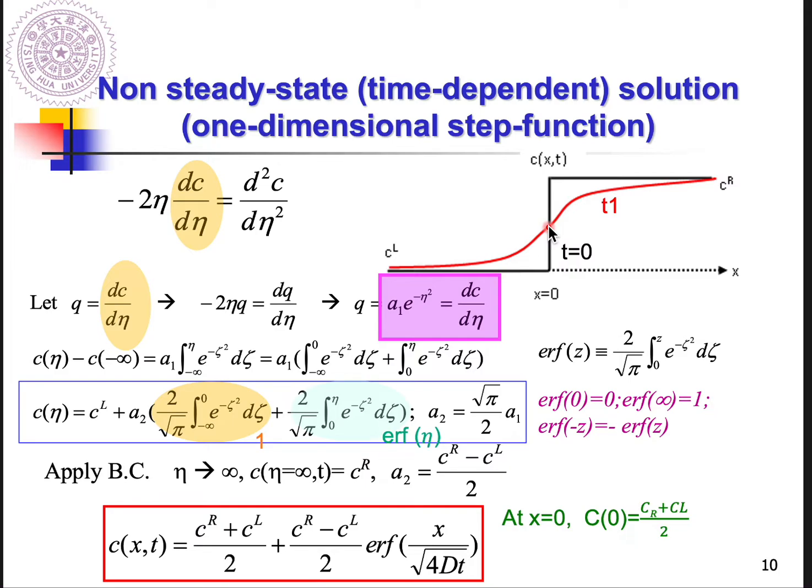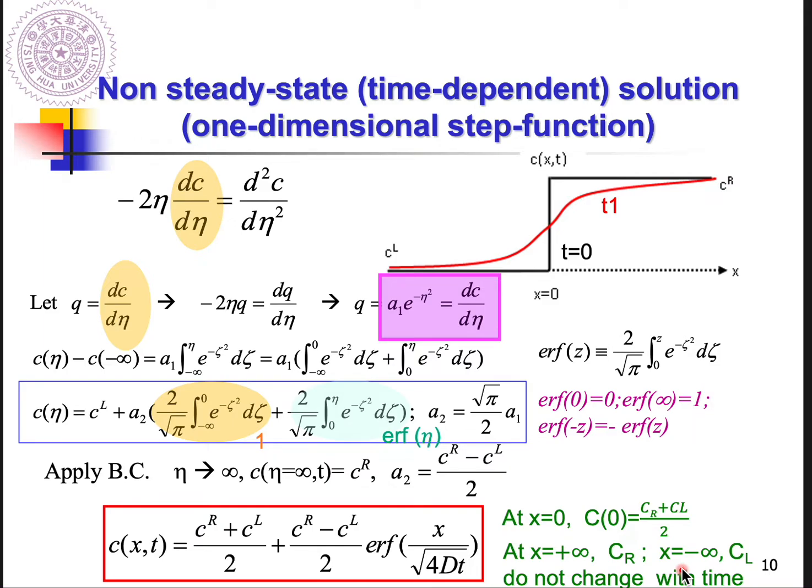And there are 2 other locations that also do not change with time. They are the left-hand side, CL, and the right-hand side, CR. So at positive infinity and negative infinity of these samples, the concentration should stay at CR and CL respectively. So these 2 points also do not change with time. So these are some characteristics of this solution.